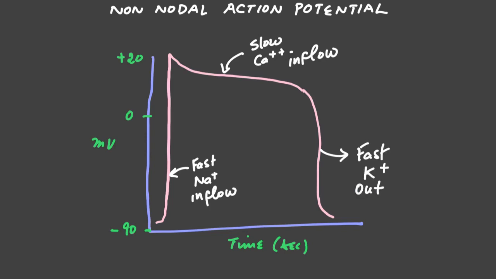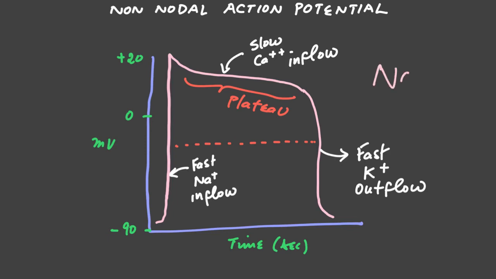The maintenance of the depolarization is called the plateau, and as you can see, it is brought about by slow calcium inflow. This is what makes the absolute refractory period extremely long, as a result of which the cardiac muscle does not go into tetanus.